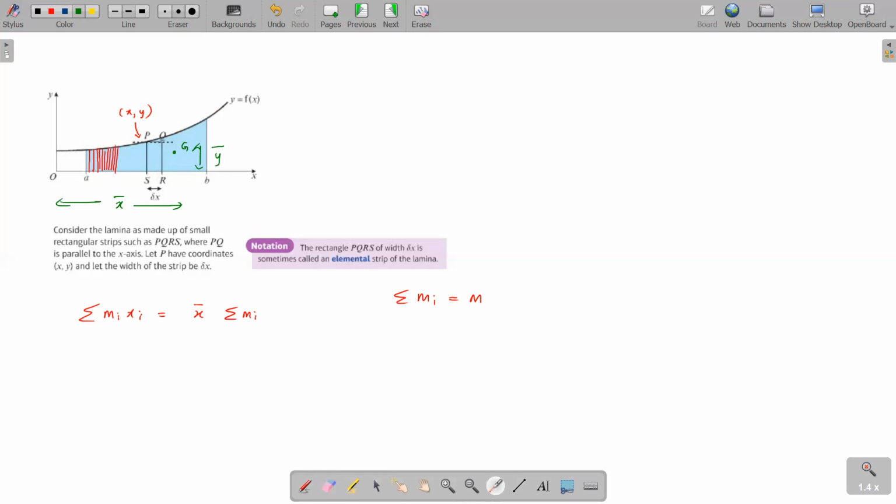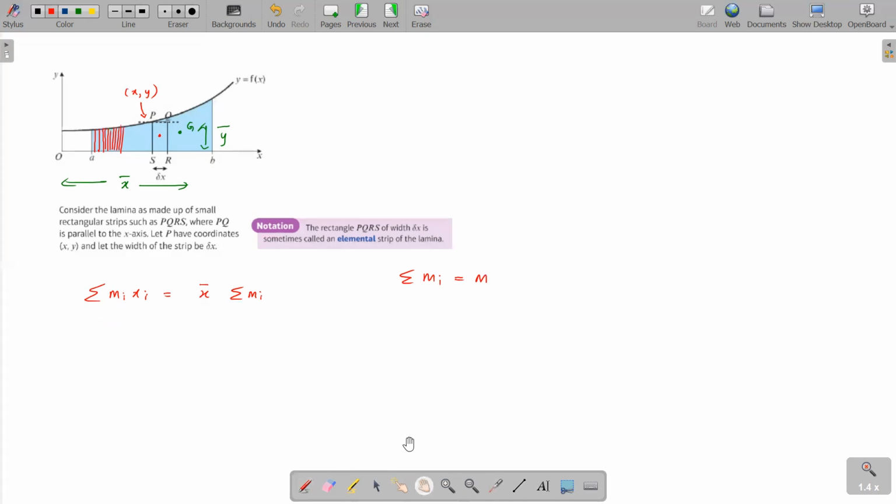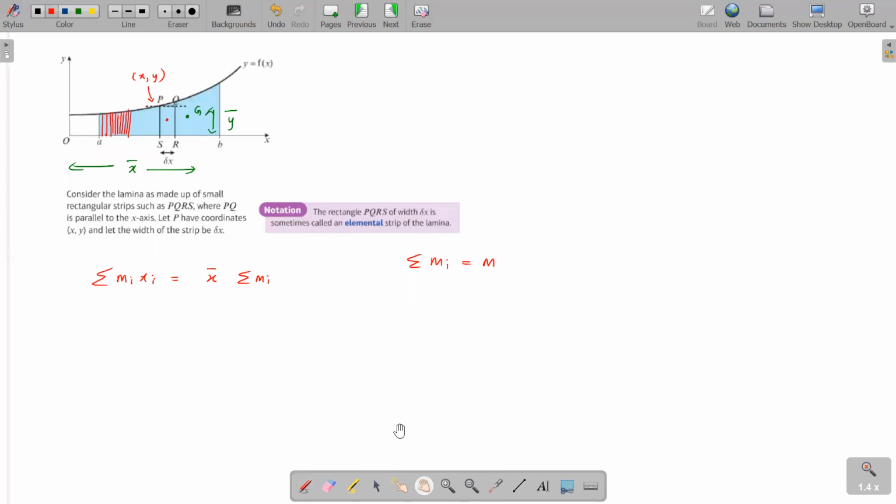So our goal is to find the X bar, Y bar for this particular lamina. What we do here, as I told you, is divide this into thousands or millions of small rectangular strips. Y'all know how to find the center of mass of a rectangle, right? We learned that in M2. In a rectangular lamina, the center of mass is exactly in the middle.